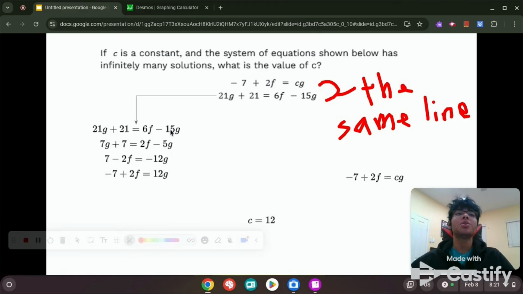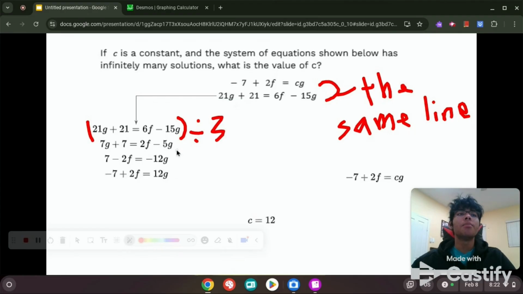So my approach here: the first equation looks much simpler than the second one, so I want to simplify the second equation. The first thing I see is that the entire second equation is divisible by 3. So I just divided everything by 3. Then I get 7g plus 7 is equal to 2f minus 5g.